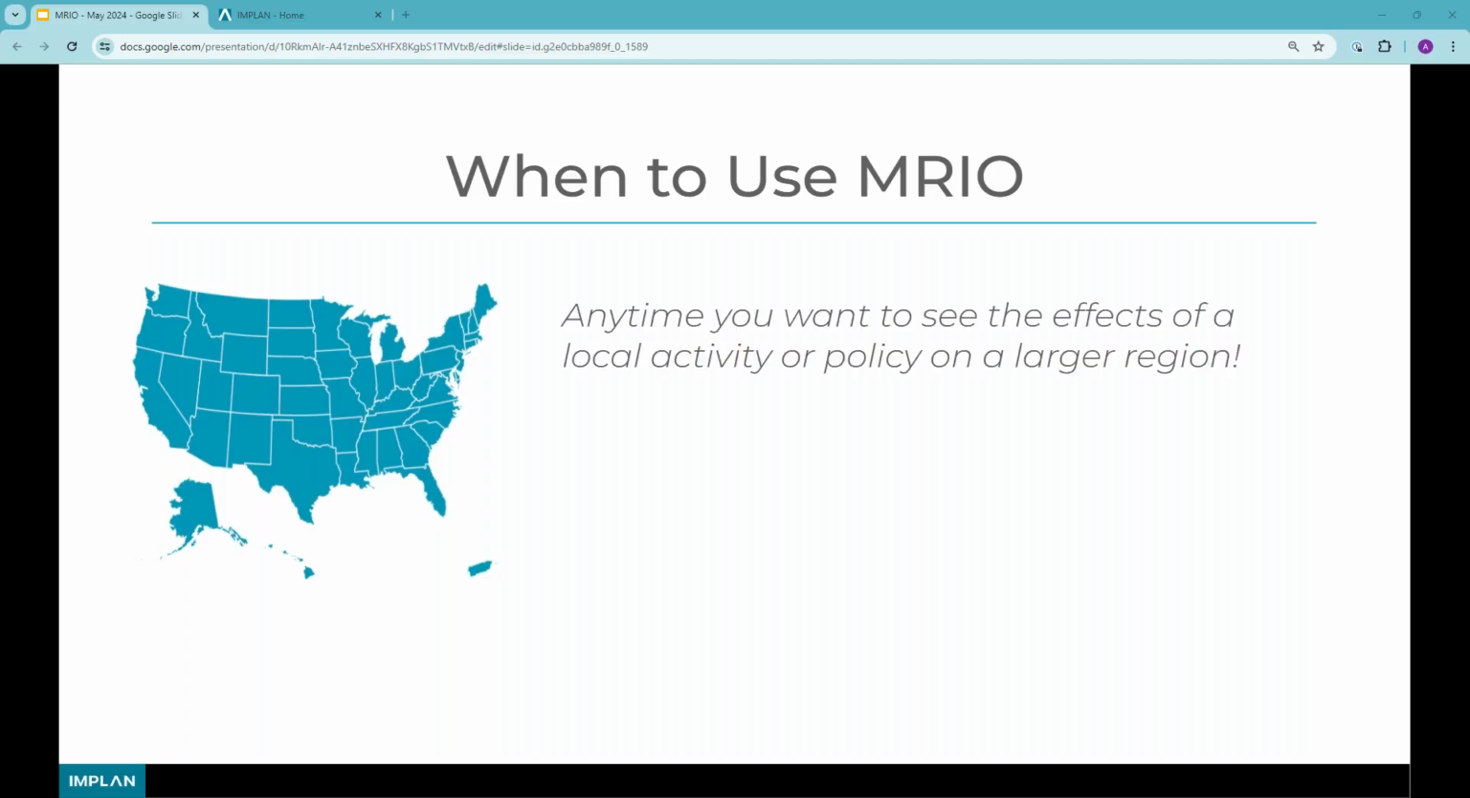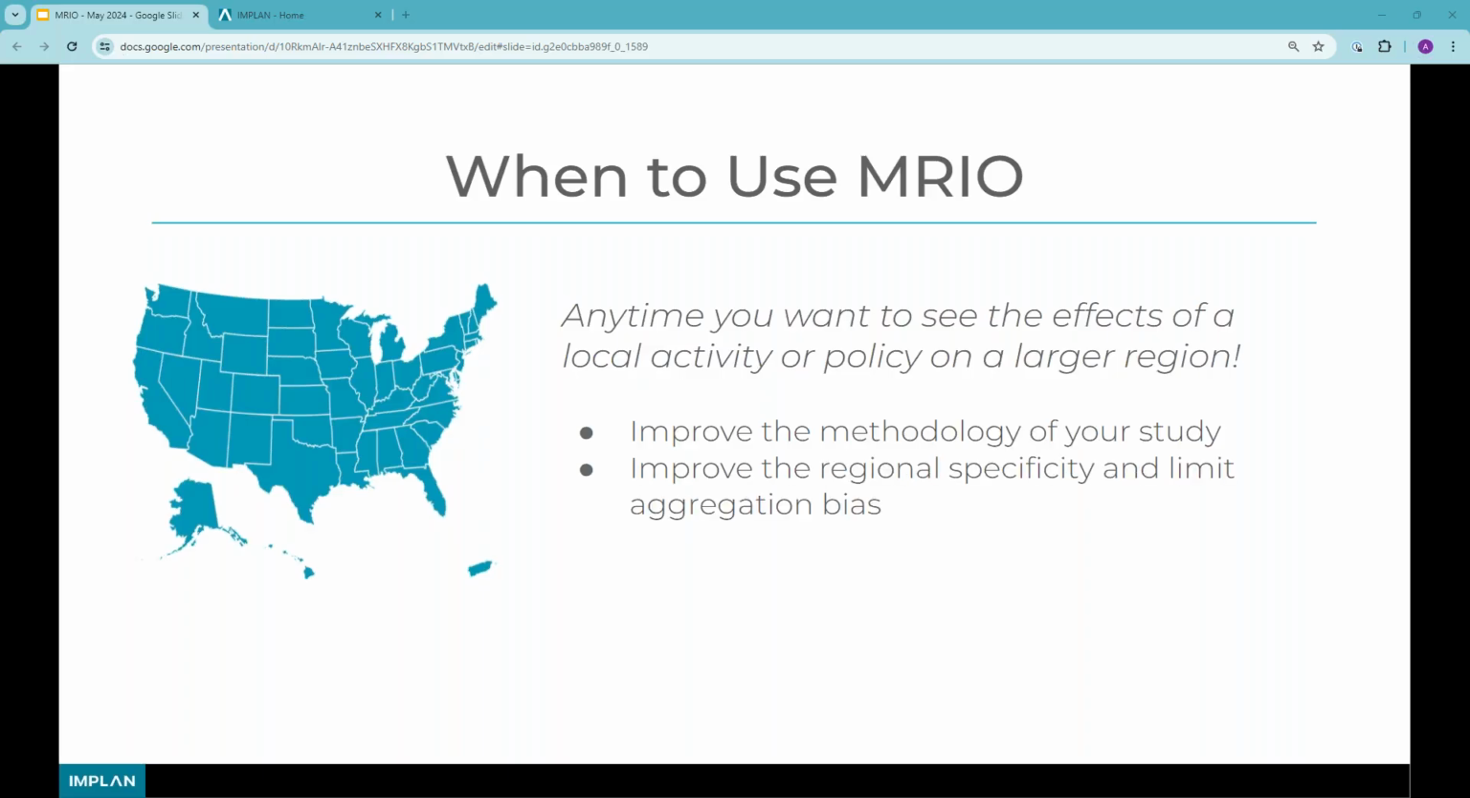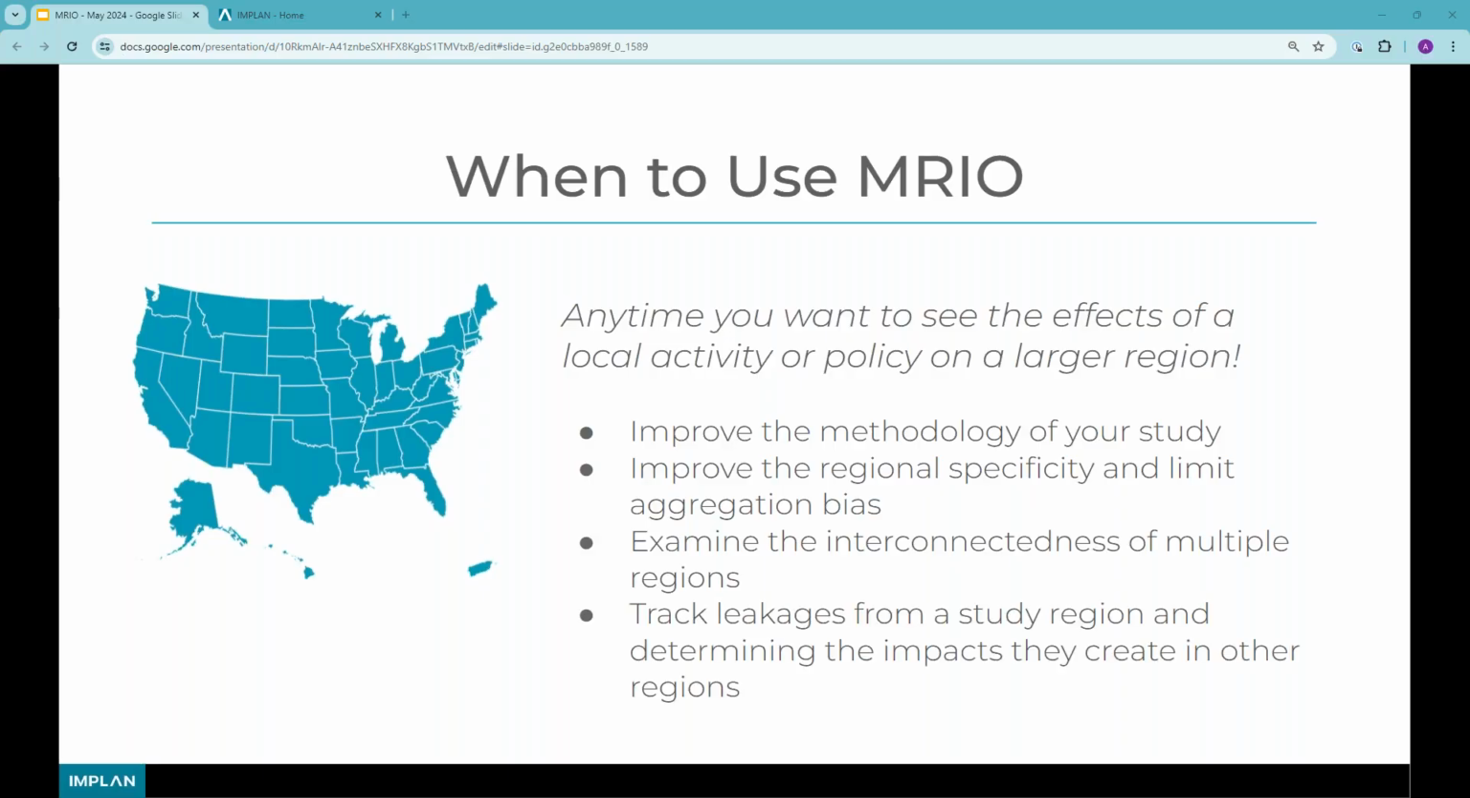Lastly, when to use an MRIO. Essentially, anytime you want to see the effect of a local activity or policy on a larger region. Doing an MRIO will help you to improve the methodology of your study because you're going to maintain that regional specificity of the host region, and then just include those larger areas. And that's exactly what I said, you're limiting the aggregation bias. It will also allow you to examine the interconnectedness of multiple regions, and of course, track those leakages that would have been from your original study region to see how it's affecting any of those linked regions that you have in your analysis.